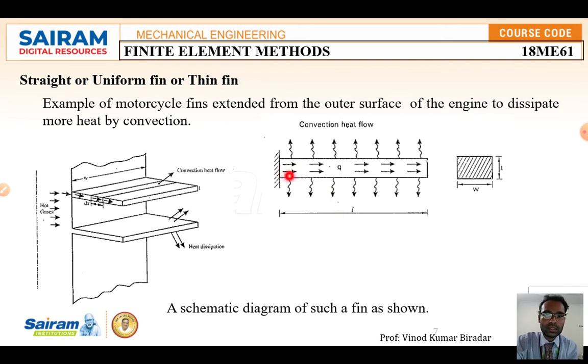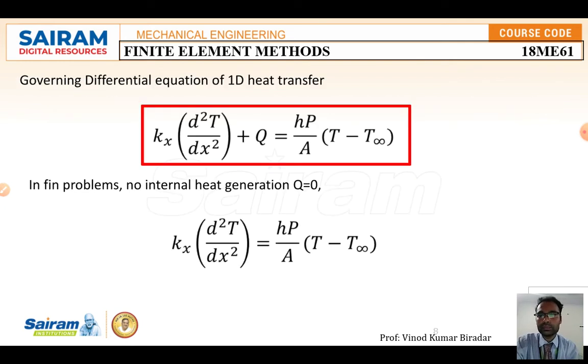If you increase the surface area, with the help of the fin you can transfer heat from one place to another place very fast. This is the fin. While solving the problem, this equation is required. These two are called the governing differential equation for one-dimensional heat transfer: kx, the thermal conductivity, times d square T by dx square, plus q, the rate of heat flow.